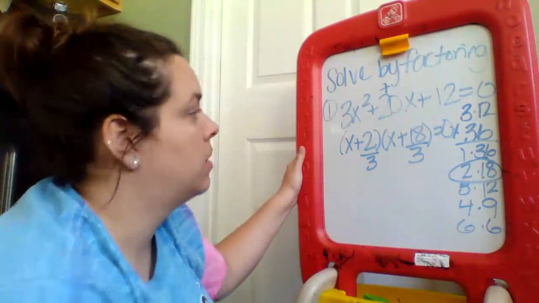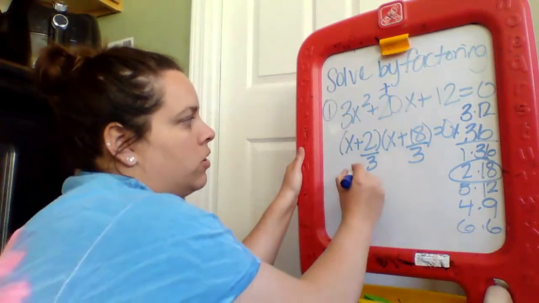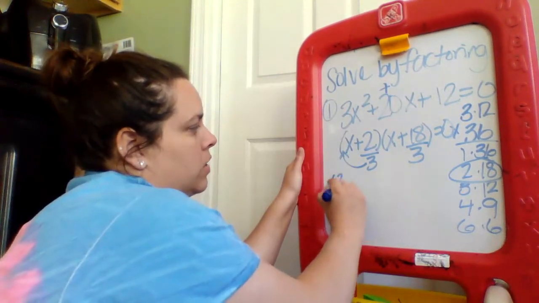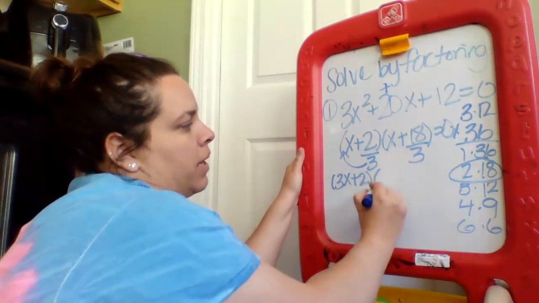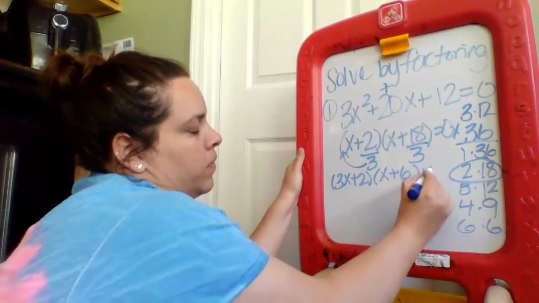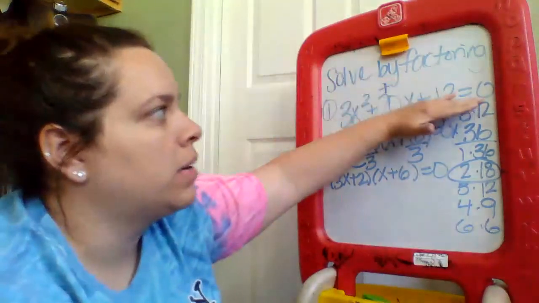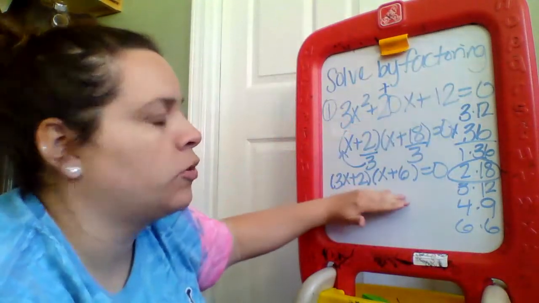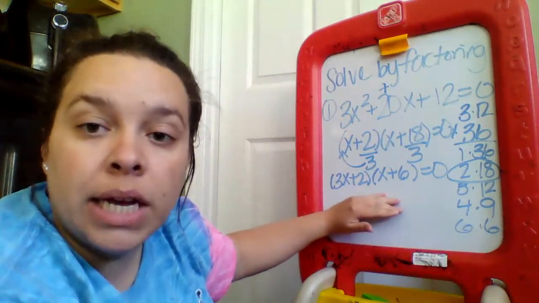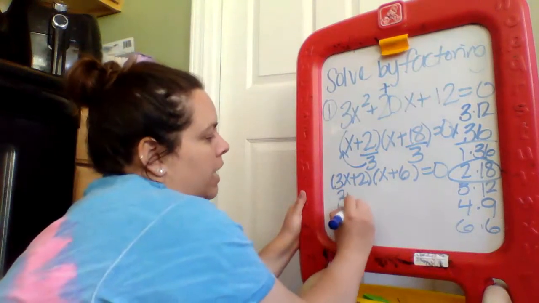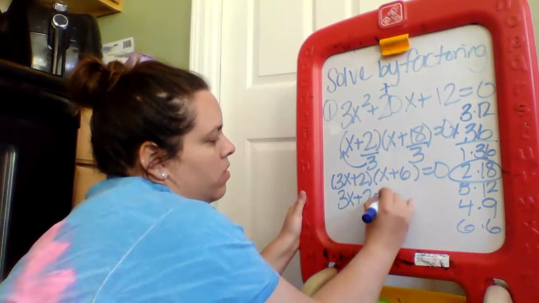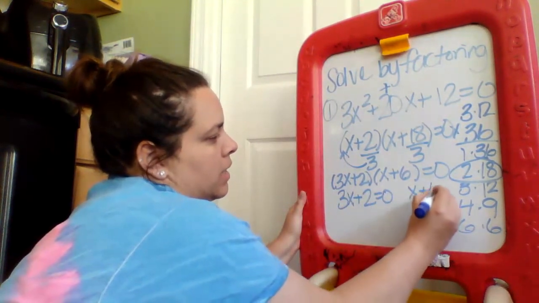And then bottoms up. So 2 divided by 3 can't reduce, so bottoms up. So that's 3x plus 2. And 18 divided by 3 is 6. So step 1, make sure it's equal to 0. Step 2, factor it. Step 3, set each factor equal to 0. So I'm going to take 3x plus 2 equals 0, and I'm going to take x plus 6 equals 0.